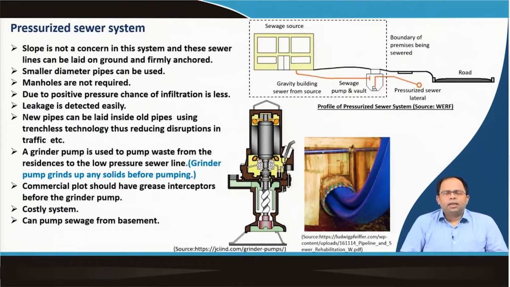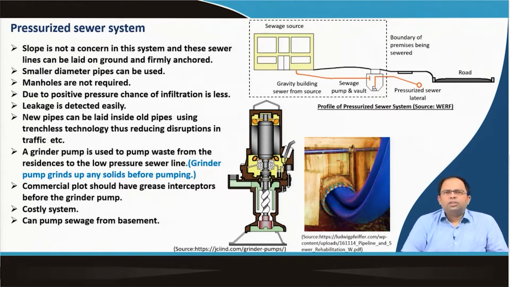Then, you can see the image of a pressurized sewer system. So, we have a building, or these are the plots, and then we have something called a sewage pump and vault, and then there is the pressurized sewer lateral, where lateral basically refers to the sewer pipeline. This is the road, and below the footpath we will find the pressurized sewer lateral. So, it is just a pressurized pipeline. Instead of a gravity based flow, we are having a pressurized pipeline.